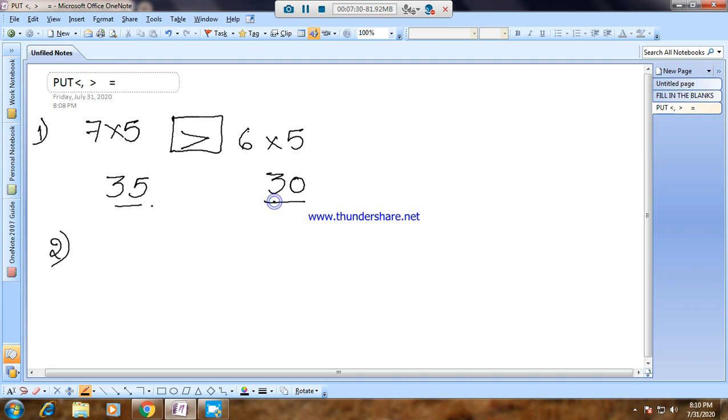If this number is bigger one, what we should do? We'll keep less than. Good. If both are same, what we should do? Yeah, equals to. Very good.